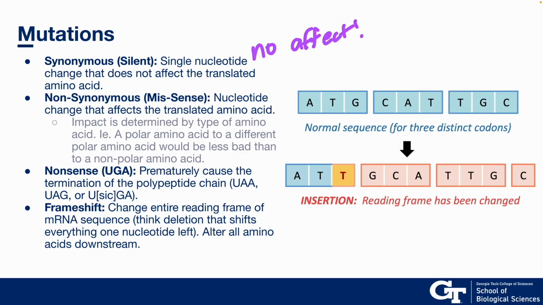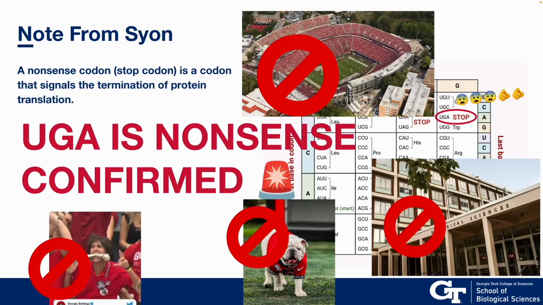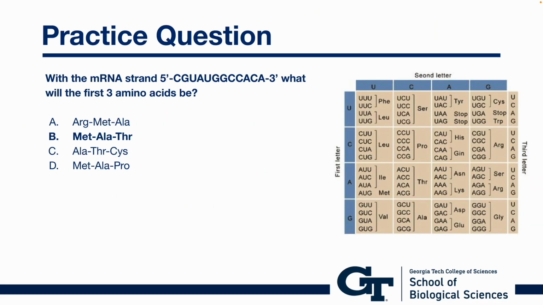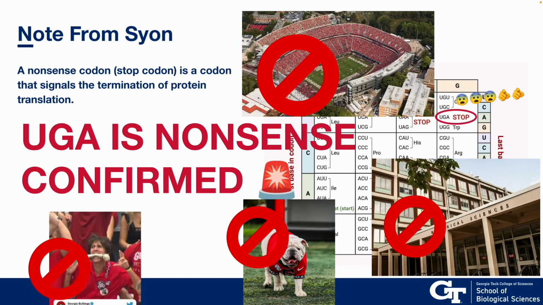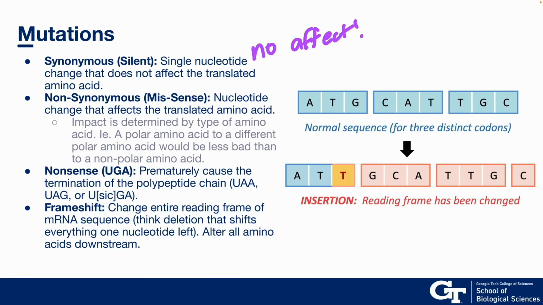Now a non-synonymous is also called a missense mutation, and that is a single nucleotide change, right? So maybe instead of getting GCG coding for ALA, we get GAG. So the C got changed to an A, and we get glue. That is bad. That is a change. So a single nucleotide change is a non-synonymous mutation. Okay?